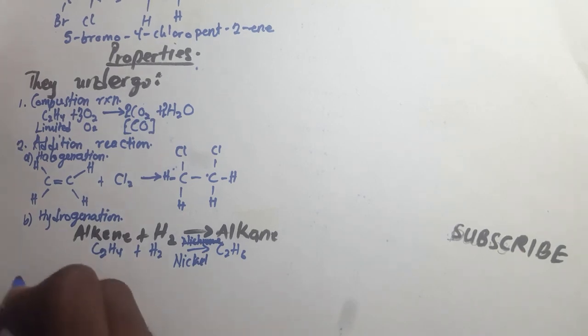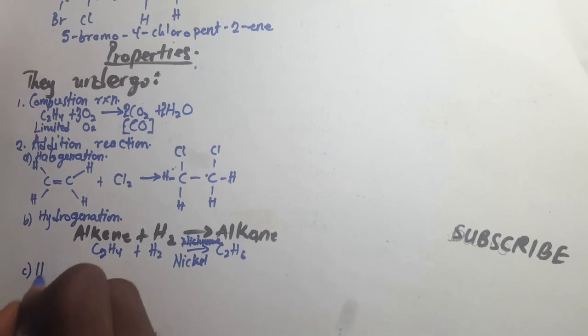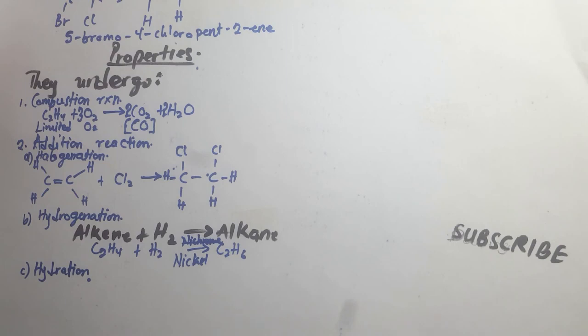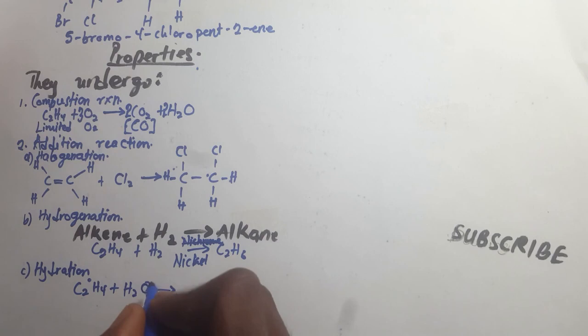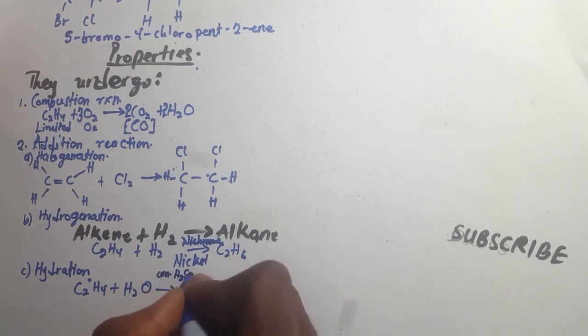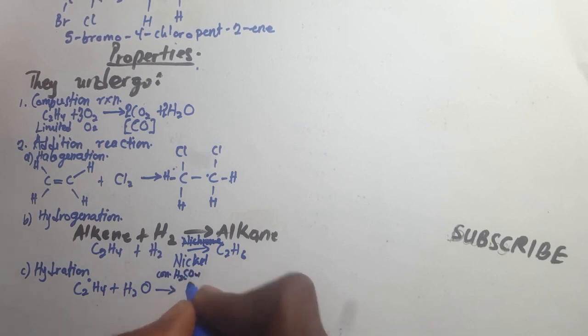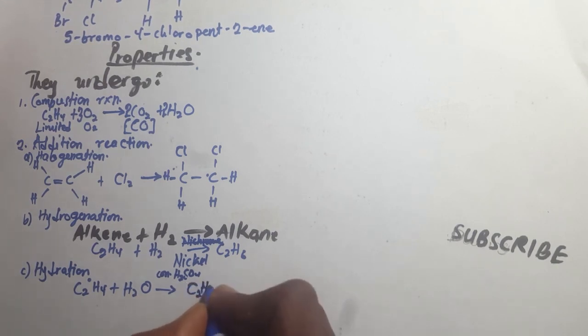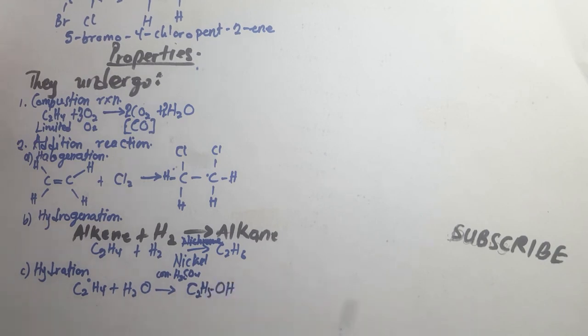The final addition reaction is hydration. Hydration definitely means addition of water. So this is an alkene plus water. Now, addition of water to alkene is hydration in the presence of concentrated sulfuric acid, H2SO4. You always have an alcohol being produced, C2H5OH.